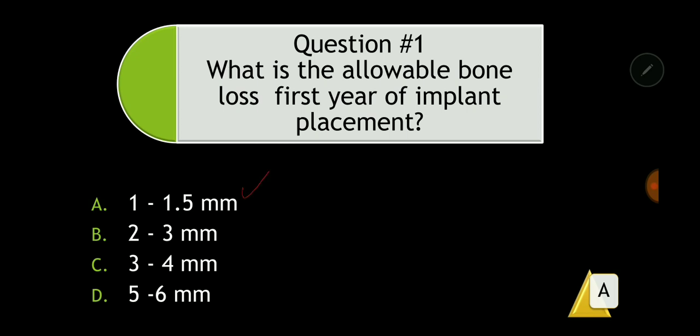During the first year of implant placement, you realize that the patient has lost about 1 to 1.5 millimeters. So you're supposed to know this, and you're supposed to tell the patient. However, if the patient is a very good patient and maintains good oral hygiene, this bone loss is going to stabilize in the subsequent years.